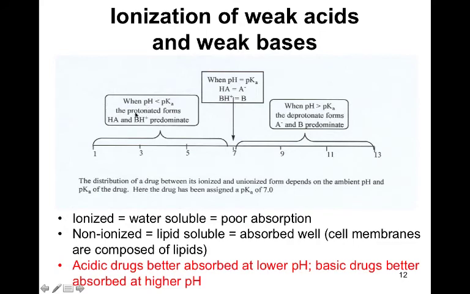Now again, do not get confused between protonated and ionized. Okay. So to summarize, acidic drugs are better absorbed at a lower pH. The reason being, you have more of them in unionized form. Okay, drugs are always better absorbed when they are unionized, and therefore basic drugs are better absorbed at a higher pH. Okay, because basic drugs are deprotonated or unionized in basic pH.